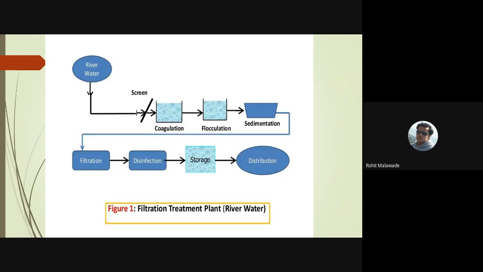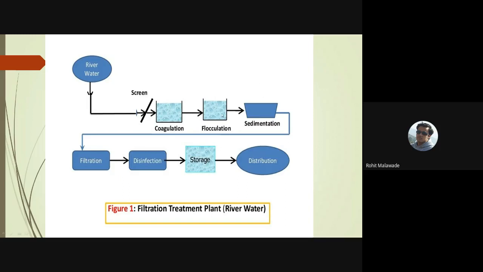Then we saw the sequence of our water treatment units. The river water is taken by the intake structure. From the intake structure, it is transmitted to the screens, which remove the larger floating elements present in the water. After screening, we have aeration. We have seen what aeration is, its different types, and how it is helpful for us.